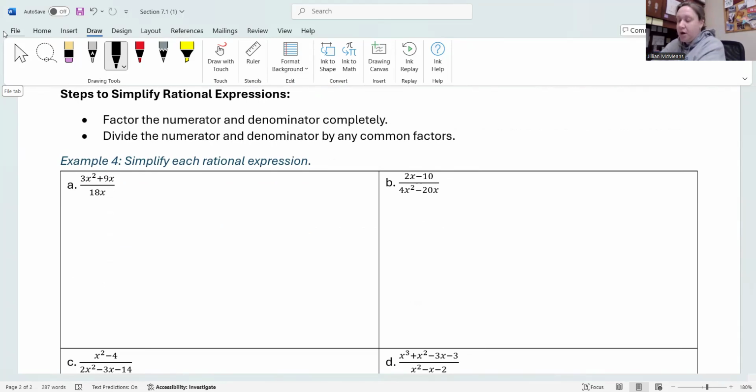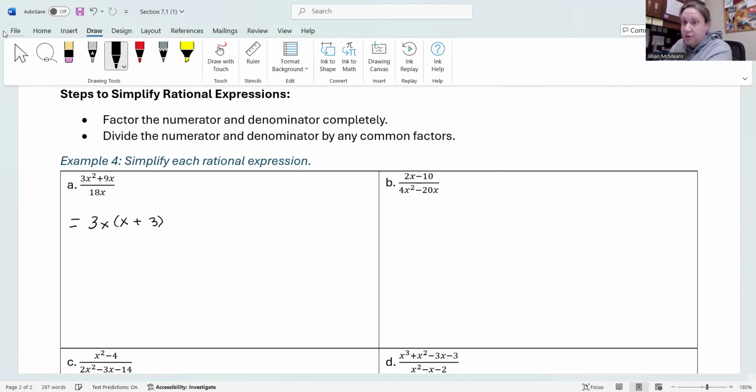All right, so looking at part A, we want to factor the numerator and denominator as much as we can. Okay, so completely factor. Looking at the numerator, I see a common factor, a GCF of 3x. Both of those terms have a 3 in common, both have an x in common. So I want to write this as 3x times, well, if I take that first term in the numerator, 3x squared, and divide it by 3x, I'm left with just an x. If I take that 9x and divide it by 3x, I'm left with just a plus 3.